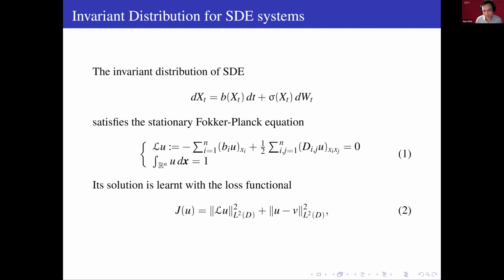And the uniqueness of the solution is determined by this integral condition, which is also the source of difficulty using traditional numerical methods. So here we use a physics-informed type loss functional in the learning process, where the first part comes from the PDE and the second part is to determine the uniqueness using data, where this data comes from either the experiments or simply just sampling this SDE to get a Monte Carlo density.